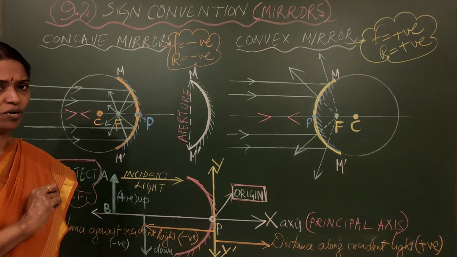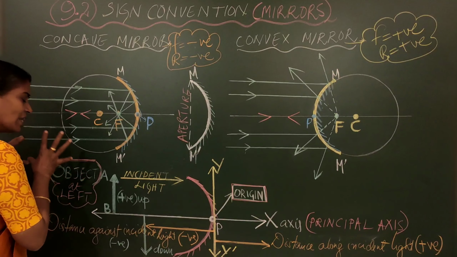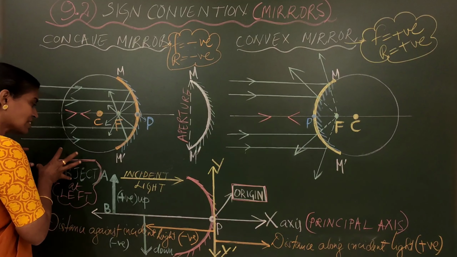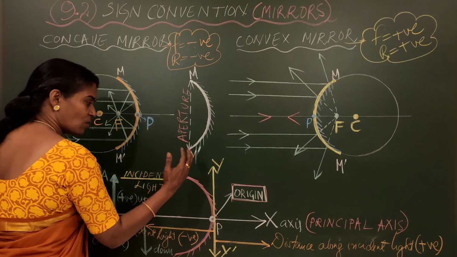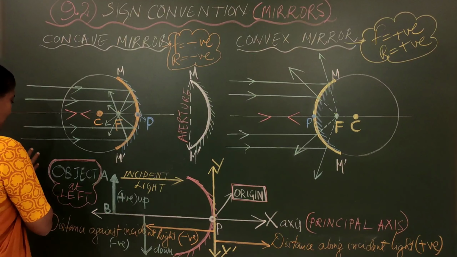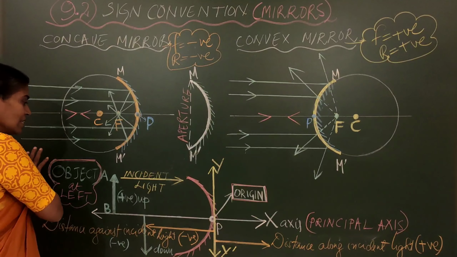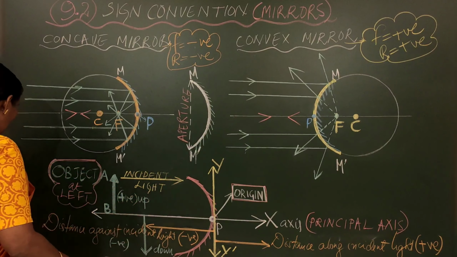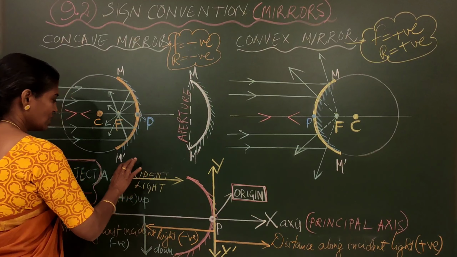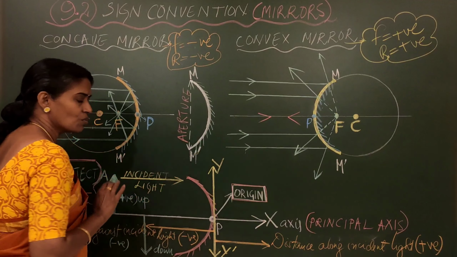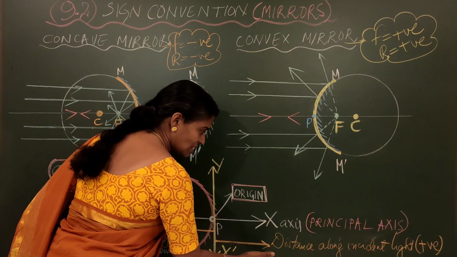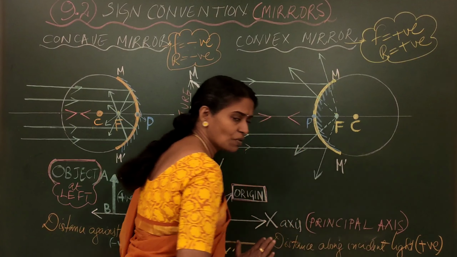Now coming to the second rule. The object has to be at the left. The object should be placed at the left-hand side of the mirror or lens, whatever it is, so that incident light is coming from left to right. This is very, very important: the direction of the incident light is from left to right, and the distance along the incident light is positive.